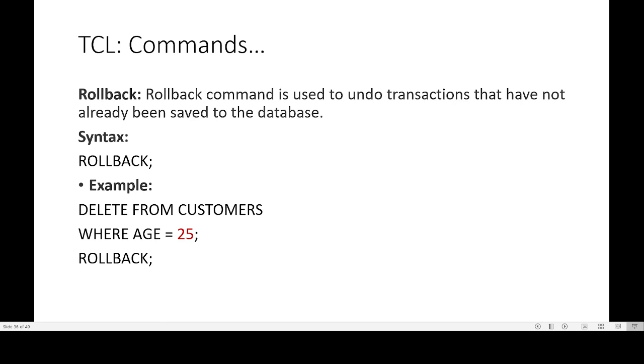Now, rollback is a command used to undo transactions that have not already been saved into the database. The syntax is rollback. Example: delete from customers where age is equal to 25. In this table customers, we have deleted the rows where age is equal to 25. Now when we give a rollback command after this, whatever deletion happened will be rolled back. Whatever the status of the table was before deletion, it will go back to that. That is the purpose of rollback: it is used to undo changes.